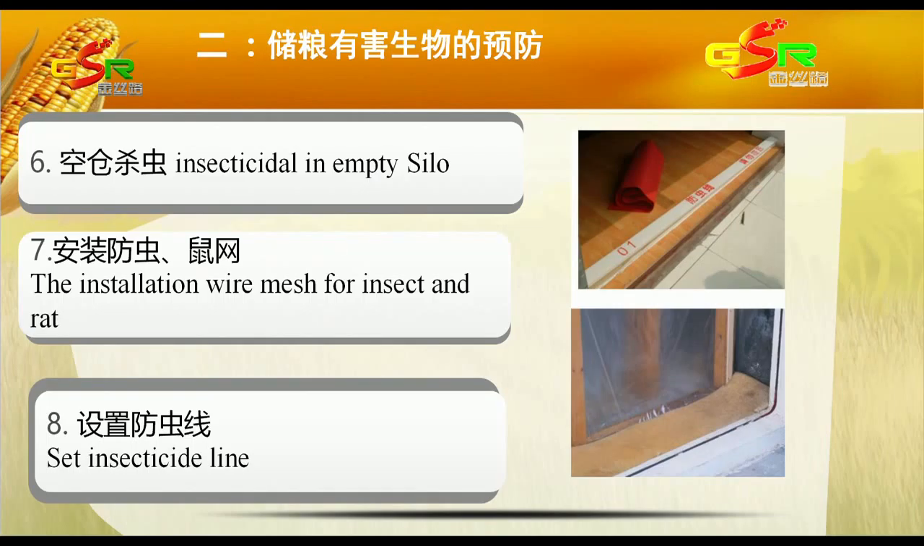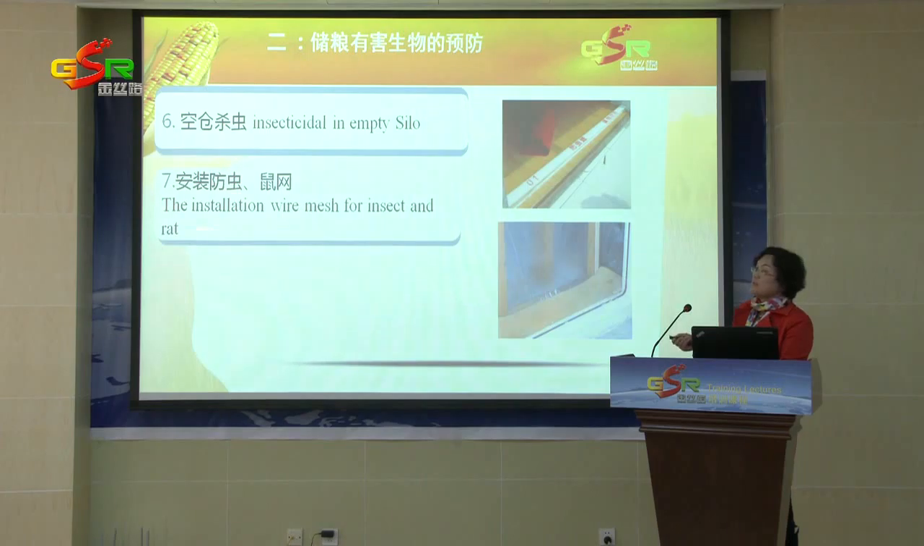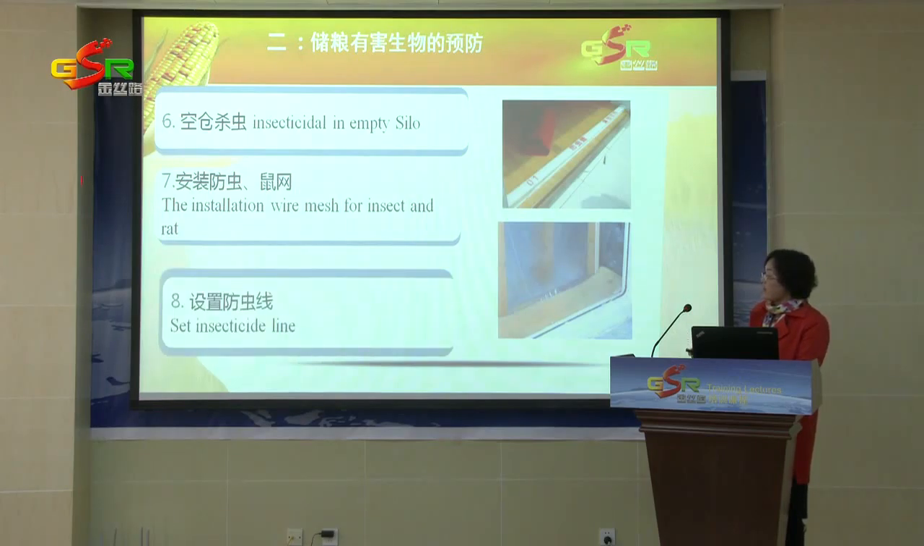We know the installation of wire mesh for the insects and the rats, or the moths. That means we now use it like this on the windows. We use the wire mesh for the insects and the rats. Another, we can set the insect net, like this one, in the windows or the door. Outside the windows or the door, we use the net, and put some insect seed or other protection for the greens.